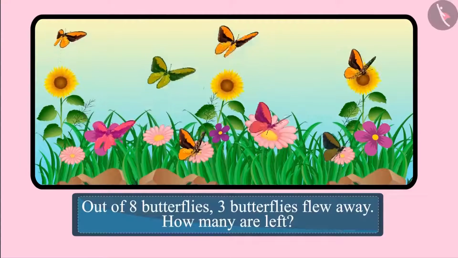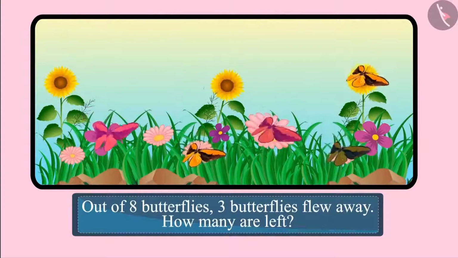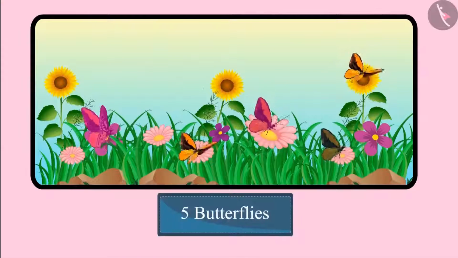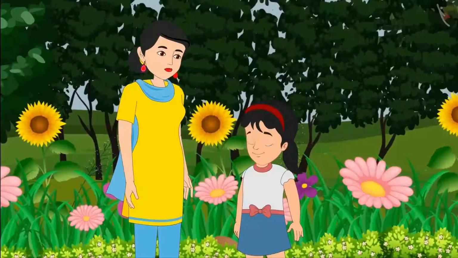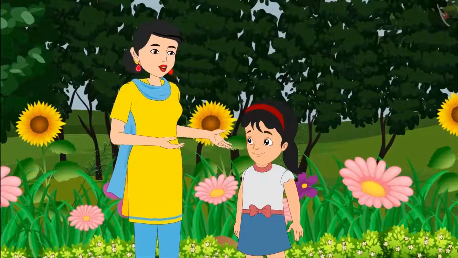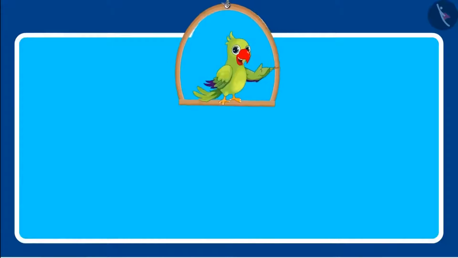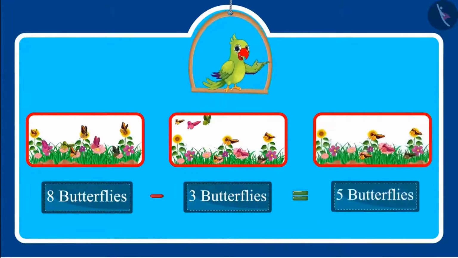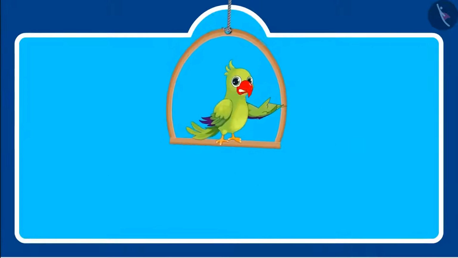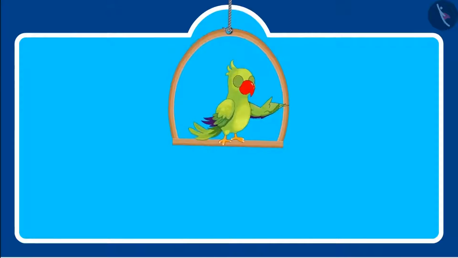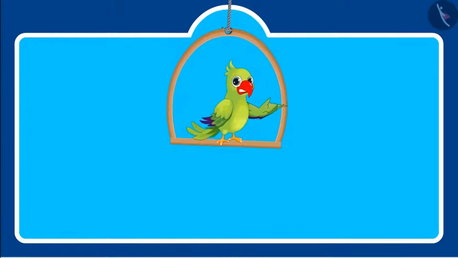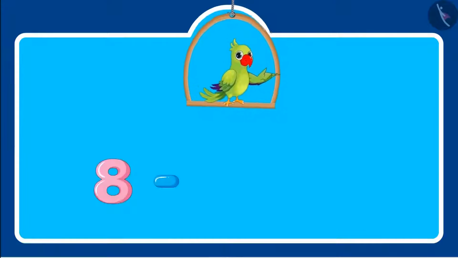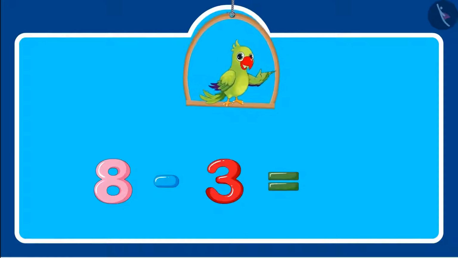Out of 8 butterflies, 3 butterflies flew away. So how many butterflies are left on the flower? 5 butterflies are left, Mummy. Very good, Pinky. You are absolutely right. So children, you saw that if we subtract 3 from 8, then 5 is left. Can you write this in a systematic way? Yes, this is how we will write it in a systematic way. 8 minus 3 equals 5.